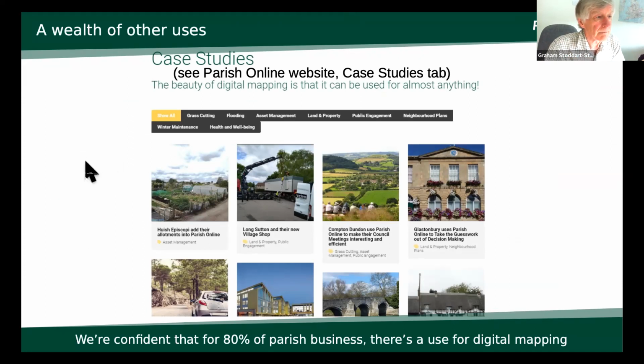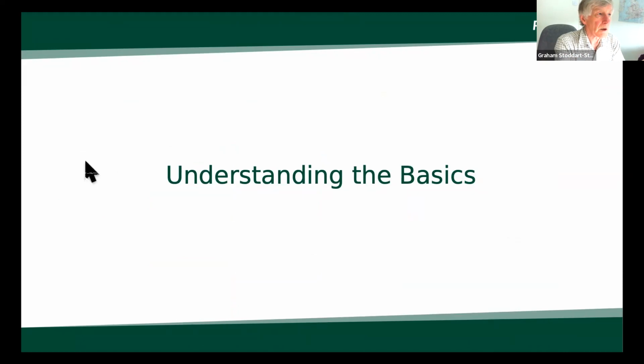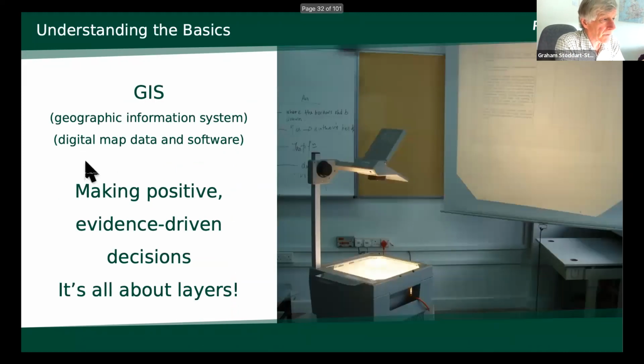Good stuff. All right, let's go into how the system is working. Parish Online is a geographic information system, which incidentally is the basis of all the digital mapping systems used by all councils in the country. So if you're on the bottom end of the tiers of government in your local parish, I guarantee you that your town, your district, and your county councils around you are using a GIS, which is compatible with Parish Online.